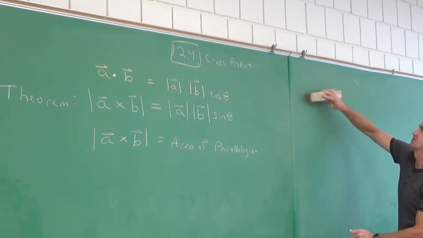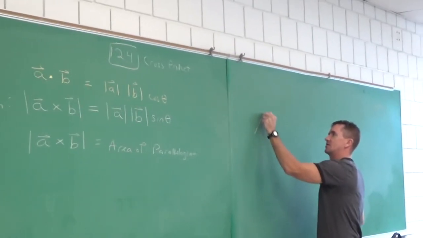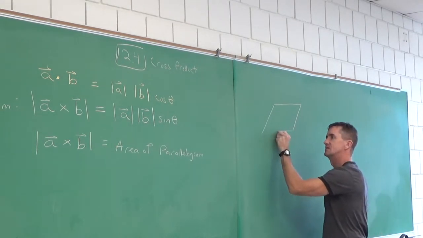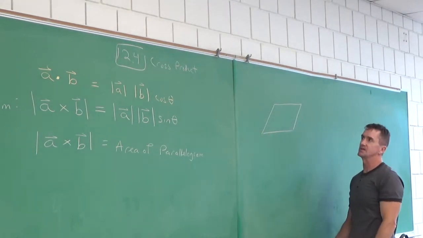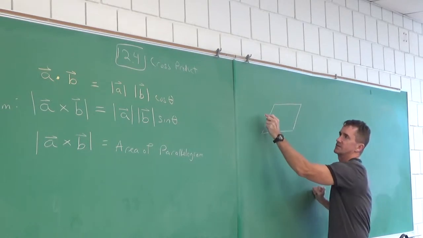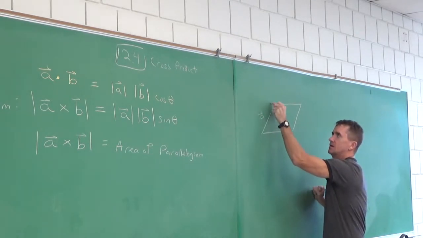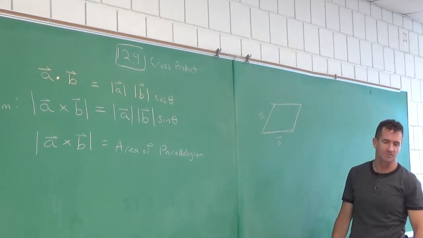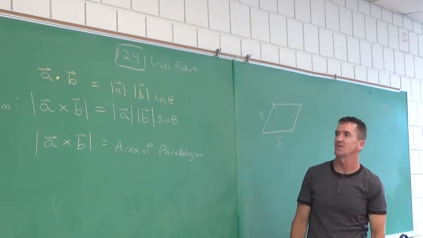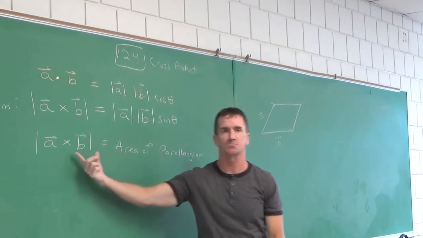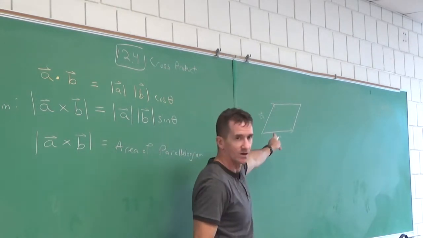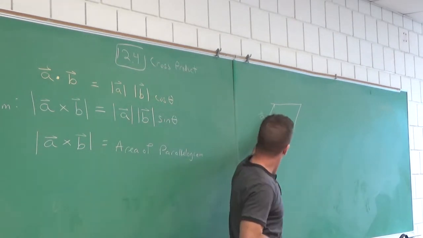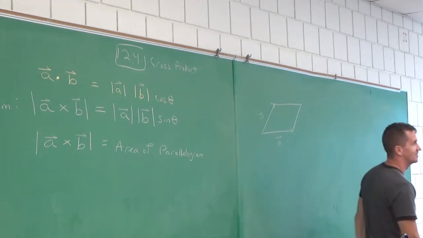So let's draw a picture. Now in a parallelogram, opposite sides are parallel. It's a quadrilateral, but the opposite sides are parallel. Let's call this vector A. Let's call that vector B. This is going to be a quick proof. Now, the magnitude of the cross product of two vectors A and B in some parallelogram, just like that, must mathematically equal the what? The area inside the parallelogram.